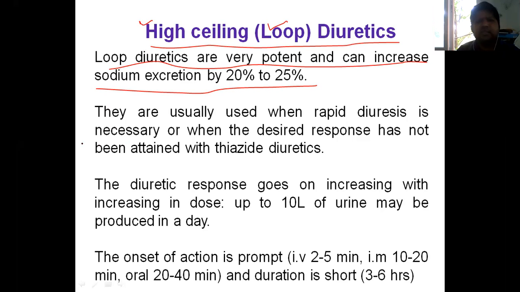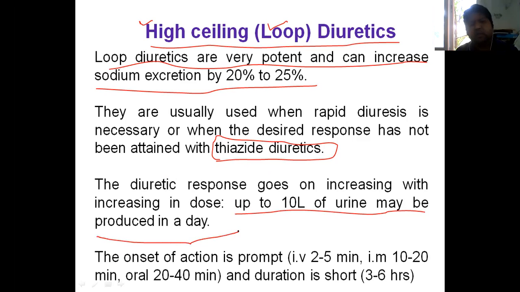You can also use them when thiazide diuretics fail to produce enough response, or when we are not getting the desired response with thiazide diuretics. Here the diuretic response goes on increasing with the dose. As you increase the dose, the diuretic response will increase, and at maximum up to 10 liters of urine may be produced in a day.